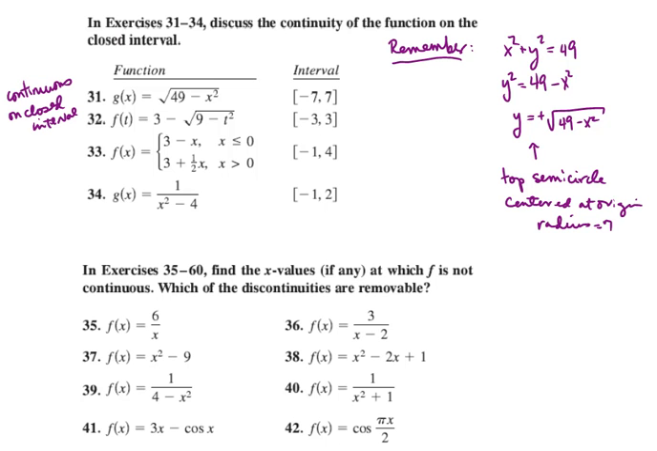The problem right below that is also a semicircle, but because it's a negative, it's going to be flipped upside down and shifted up 3 units, and it will be the circle centered at the origin radius 3. And we'll go on to other problems in the next video.